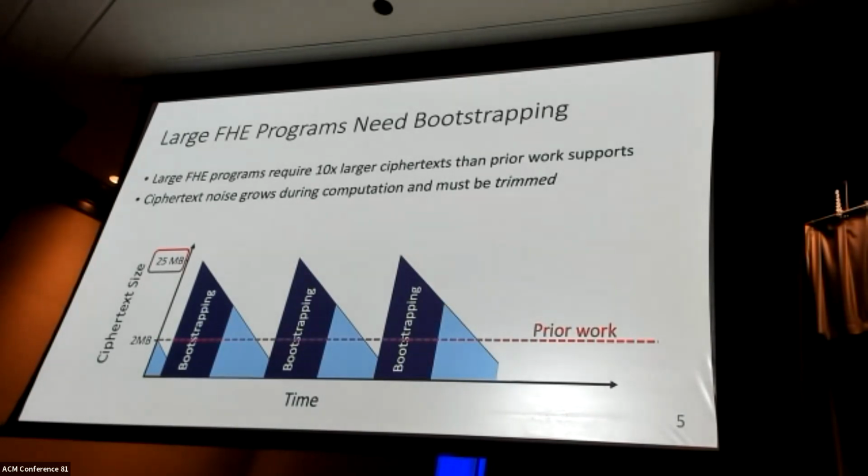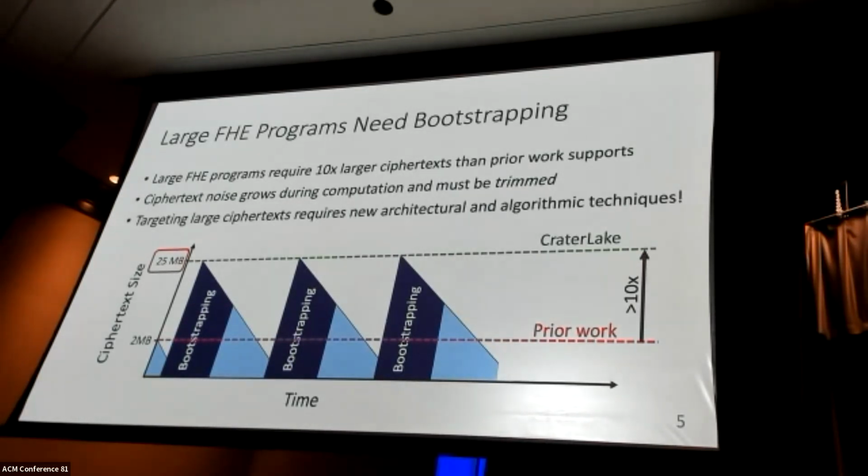But being able to bootstrap requires working with very large ciphertexts, 25 megabytes, and prior work does not support these ciphertexts well. So that means prior work is limited to FHE programs of shallow depth, shallow enough to not require bootstrapping, basically, right? By supporting sufficiently large ciphertexts, CraterLake is able to accelerate arbitrarily large FHE programs, right? But targeting these large ciphertexts requires new architectural and algorithmic techniques. So let's dive into the architecture first.